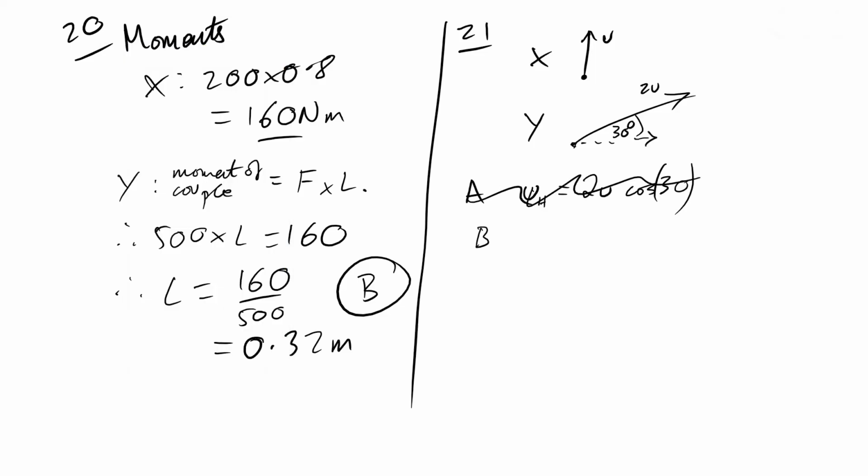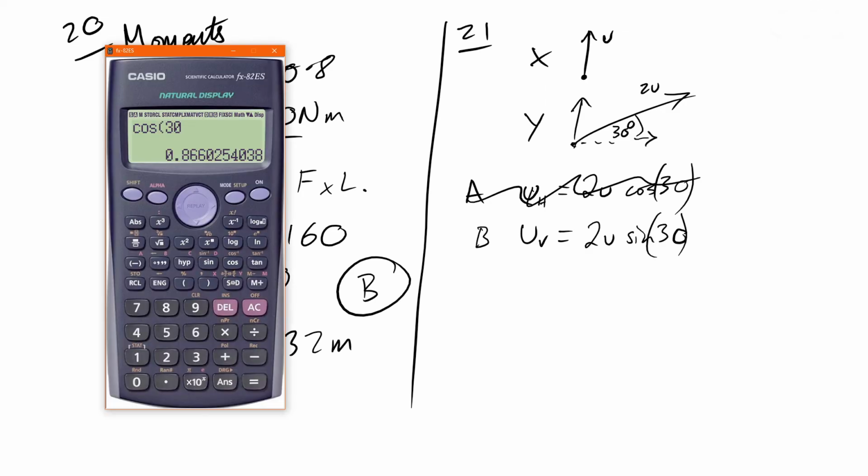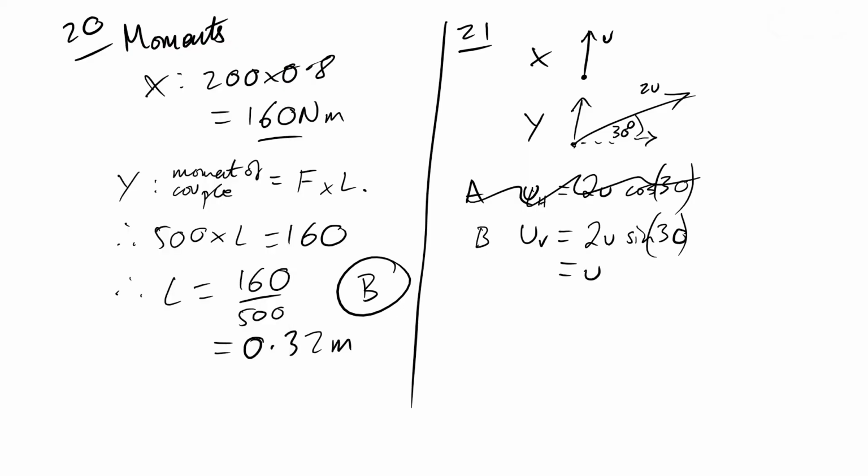B, maximum height is half that reached by X. Well, let's have a think about this. What's the vertical velocity for X? That's going to be 2U sine 30. If you don't know where I'm getting that cos and sine from, have a look at my easy vectors trick video. Sine 30 is a half, so therefore it's going to be U going upwards. So no, it can't be that either. They're going to reach the same height.